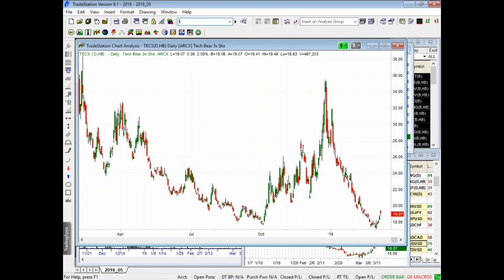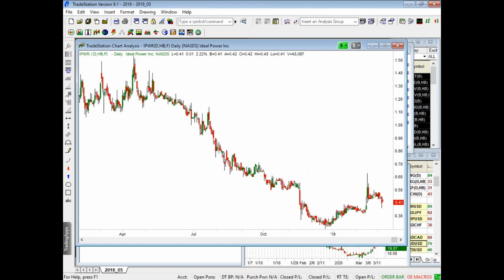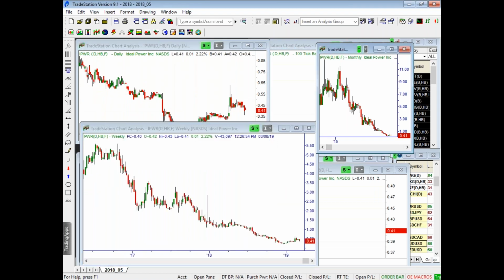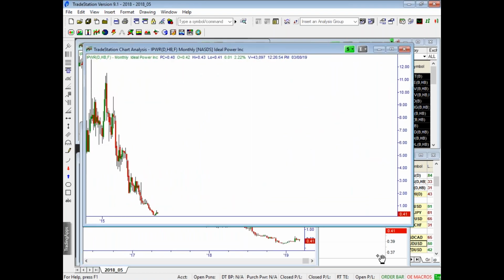On IPWR, this is actually coming into that same type of zone. This looks like it was an IPO at one point. So you got that main breakdown, got your three waves coming out of it, the shift. So you've got that 2B type of action going on down here.